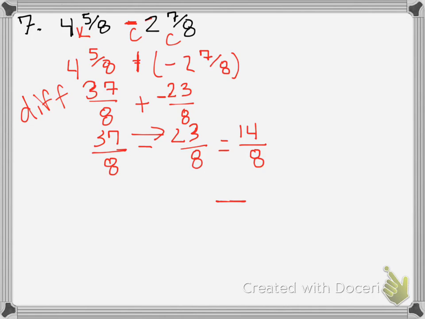And then, after we do that, we can convert that back to a mixed number, which is 1 6/8, which is also 1 3/4. And so this 1 3/4, since the signs were different, we subtracted them, and we need to keep the sign of the bigger number. In this case, the bigger number is this positive 4 5/8. So our 1 3/4 is going to stay positive.